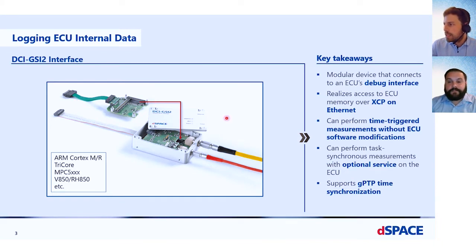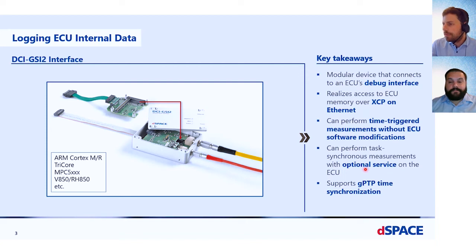This device then allows us to perform time-triggered measurements without any software modifications to the ECU. So this means even if your ECU's software does not include any kind of service, you can still just hook up this device and perform time-triggered measurements. For example, every millisecond, every 10 milliseconds, or every 100 milliseconds, whatever you need. And in addition to that, if you integrate our dSPACE service into your ECU software, then you can also perform synchronous measurements that are triggered by task executions on the ECU. However, this is of course optional.